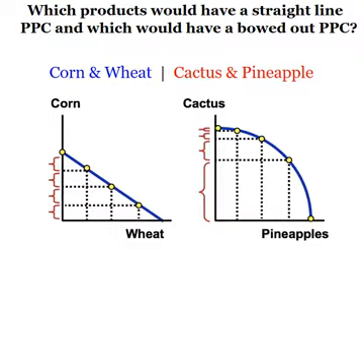Corn and wheat is going to be a straight line. It will be constant because the same field on the same farm could easily grow corn and wheat. They're grown in the same environment, so it would not be difficult to switch in between, therefore a constant opportunity cost. Cactus and pineapples are different because cactus tend to be grown in the desert and pineapples are grown in the tropics, very different climates and different environments. So if you're in the desert growing cactus and you decided to switch to pineapples, you're going to actually need to spend a lot of money and resources changing your soil, trying to change the environment to produce any pineapple at all. That's going to lead to increasing opportunity costs and a bowed out PPC.